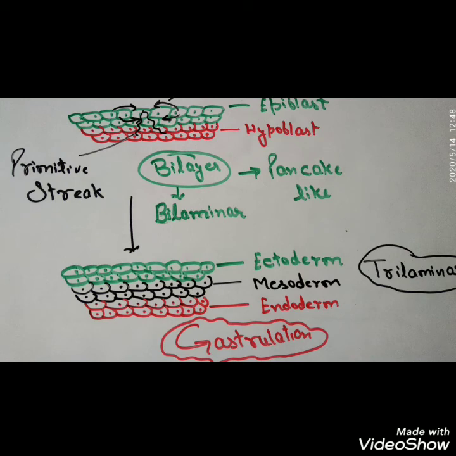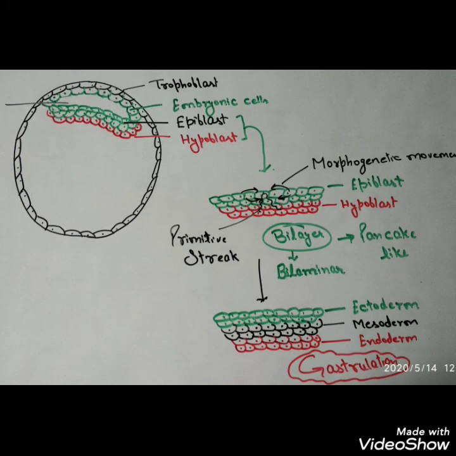Hence, from a bilayer structure it now becomes trilayer, or we can say from a bilaminar structure it now becomes a trilaminar structure, and the process of formation of these three germinal layers is called gastrulation, and the structure so formed is called gastrula. The cavity of the gastrula is called gastrocele.